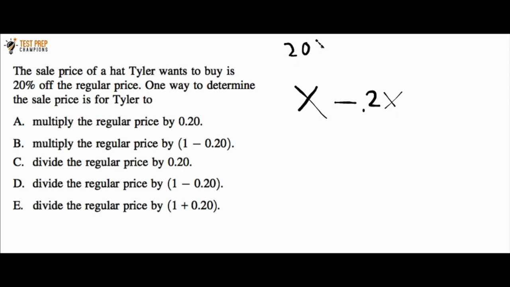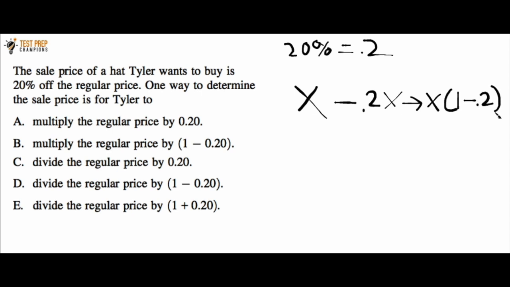20% as a decimal equals 0.2. Again, we don't know what that regular price is, so I'm just going to call it x. And we would do x minus 0.2 times x to find the sales price after the 20% off sale. Now, both of my terms have an x in them, so I can factor the x out, and I can rewrite this as x times 1 minus 0.2.